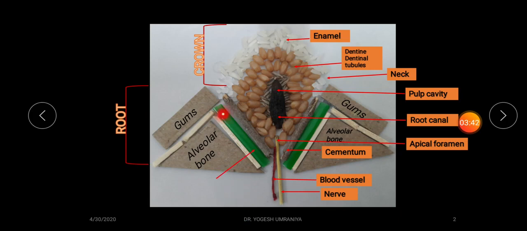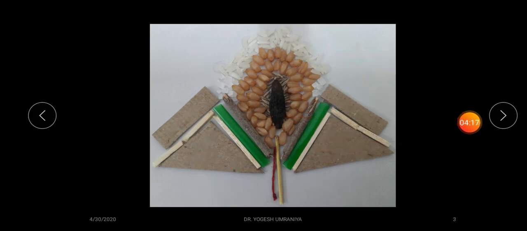Next, you can see this green structure that is connecting this cementum with the alveolar bone, and that is known as the periodontal ligament. Next, you can see the peripheral aspect of this pulp as well as the root canal is occupied by columnar types of cells, and that is referred to as the odontoblast. Now we will see each and every structure in detail.